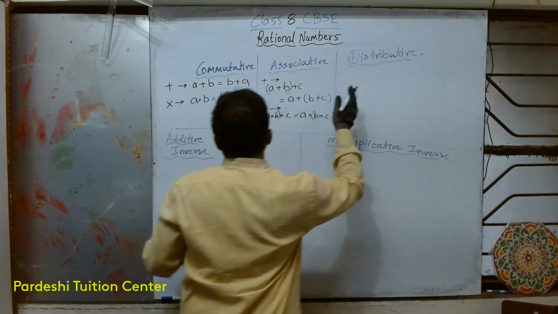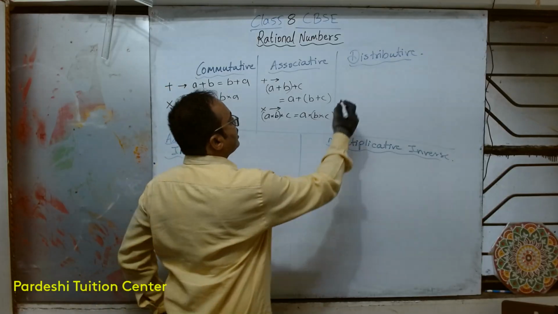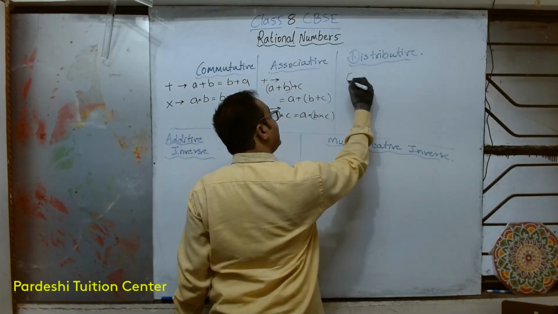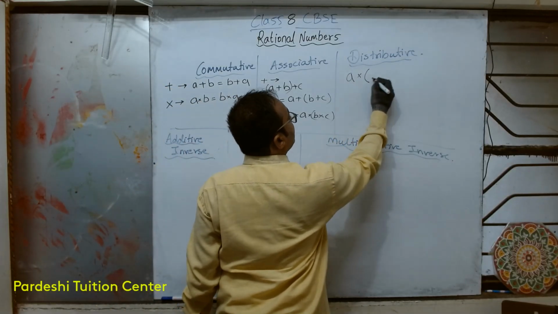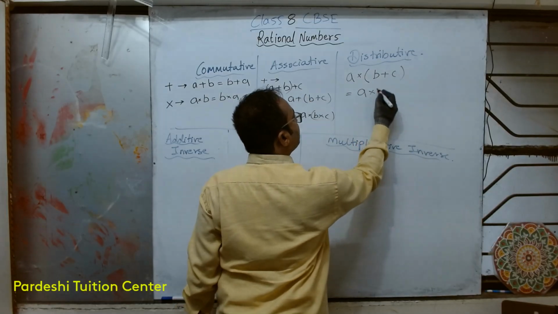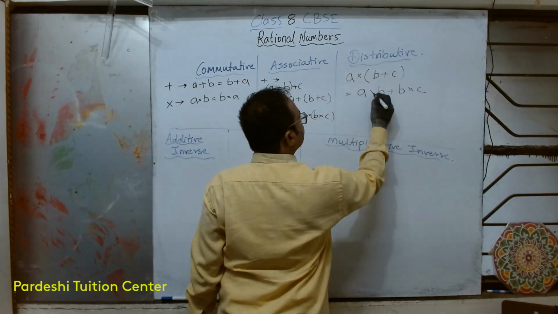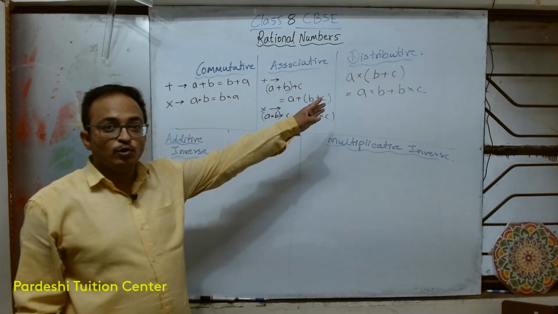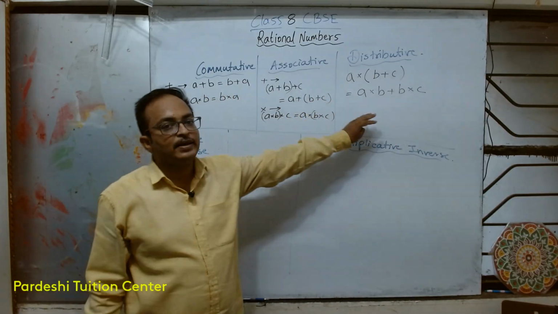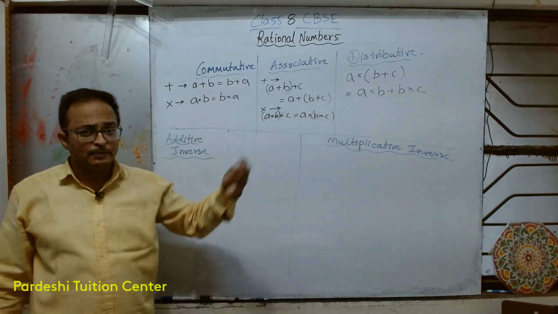Distributive property is addition and multiplication both taken at a time. It says that a multiplied by (b plus c) can be expanded as a multiplied by b plus a multiplied by c. We also call it the distributive law. See, in basic mathematics, I have covered all these properties: commutative, associative, distributive, additive inverse and multiplicative inverse.